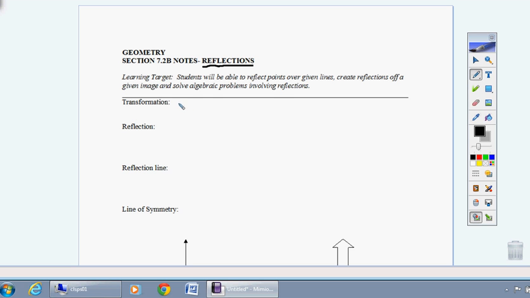When we talk about a transformation, the book definition of a transformation is an operation that maps. Okay, so it's an operation that maps. Now when you see the word maps, don't let that confuse you. The word maps just means moves. So it's an operation that maps or moves a pre-image onto an image.